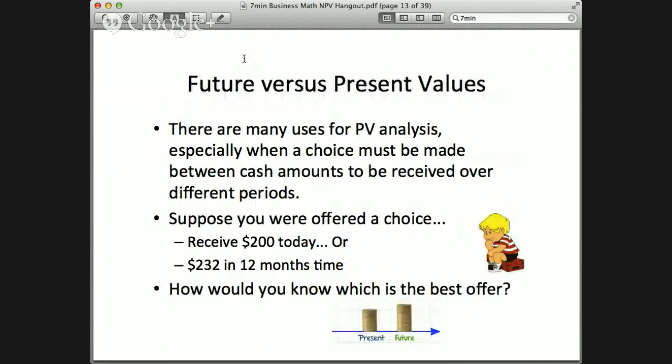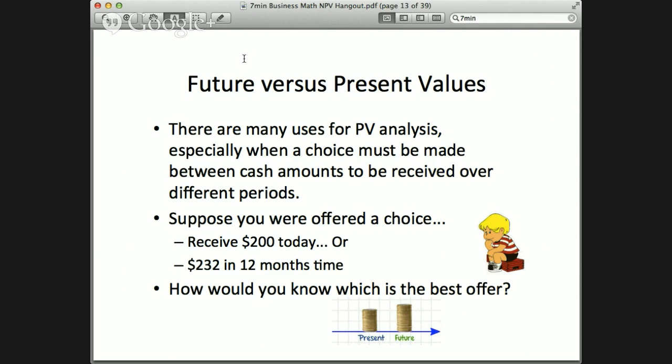There are many uses, guys, for present value analysis, especially when a choice needs to be made. You need to make a decision, and it's a decision based on facts and based on the best possible outcome and the best possible means of deriving that information. So suppose you were offered a choice. Let's say somebody offered you today $200, or they said to you, if you don't take the $200 today, if you wait for 12 months, I will give you $232. Well, how would you know which is the best offer?